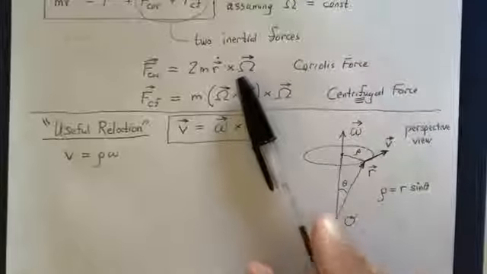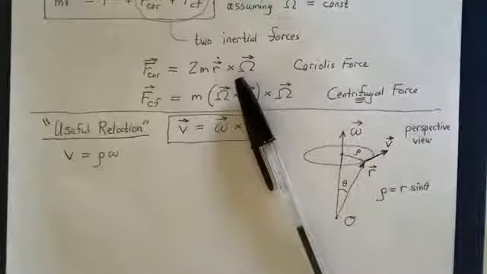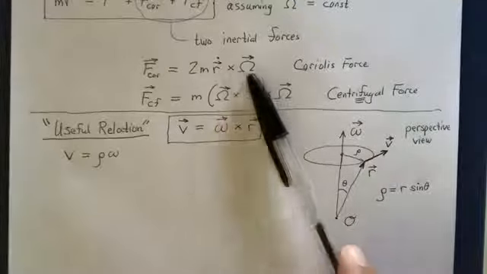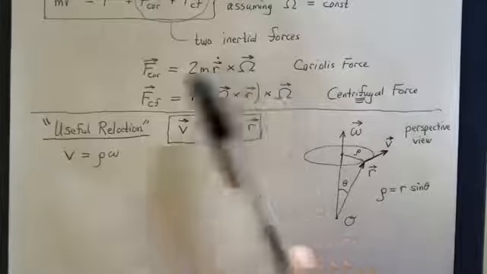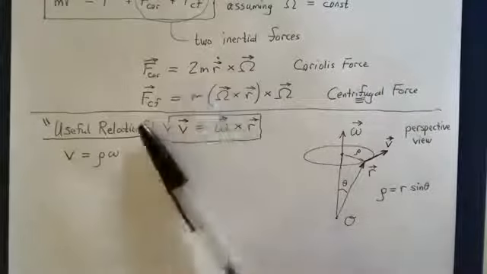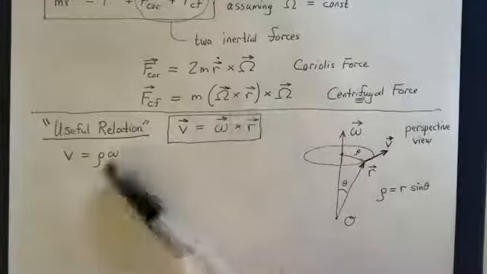The angular velocity of the Earth spinning on its axis is 2 pi radians every 24 hours. You convert that to radians per second, it's a very, very small number. And that's why the Coriolis force numerically in MKS units is going to be small. And ditto for the centrifugal force.